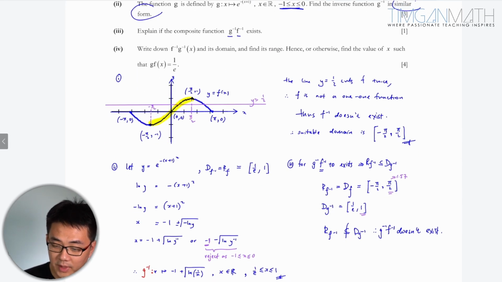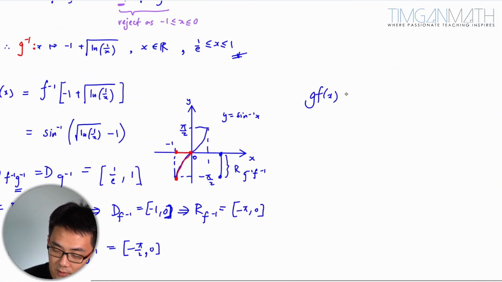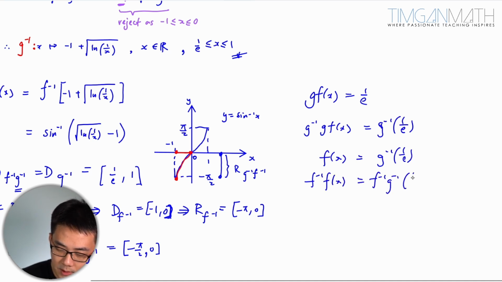Hence or otherwise, solve for x such that GF of x equals 1 over e. So GF x equals 1 over e. We apply G inverse to both sides. Just remember, when you apply G inverse to both sides, you nullify this G. So this is F x equals G inverse of 1 over e. Then apply F inverse to both sides. So this is x equals F inverse G inverse of 1 over e.